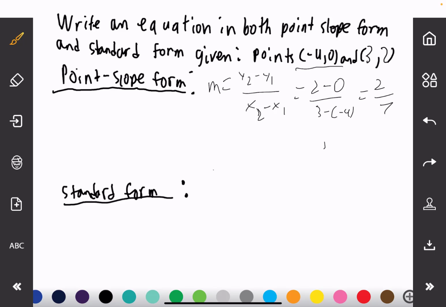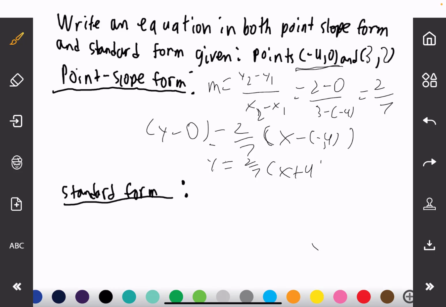Now we just need to use one point and the slope and plug them into the point-slope form equation. So we have y minus y1, which we'll use the point (-4, 0), so that's going to be y minus 0 equals 2 over 7 times x minus negative 4. So now, simplified, the final answer is going to be y equals 2 over 7 times x plus 4. And that is the point-slope form.